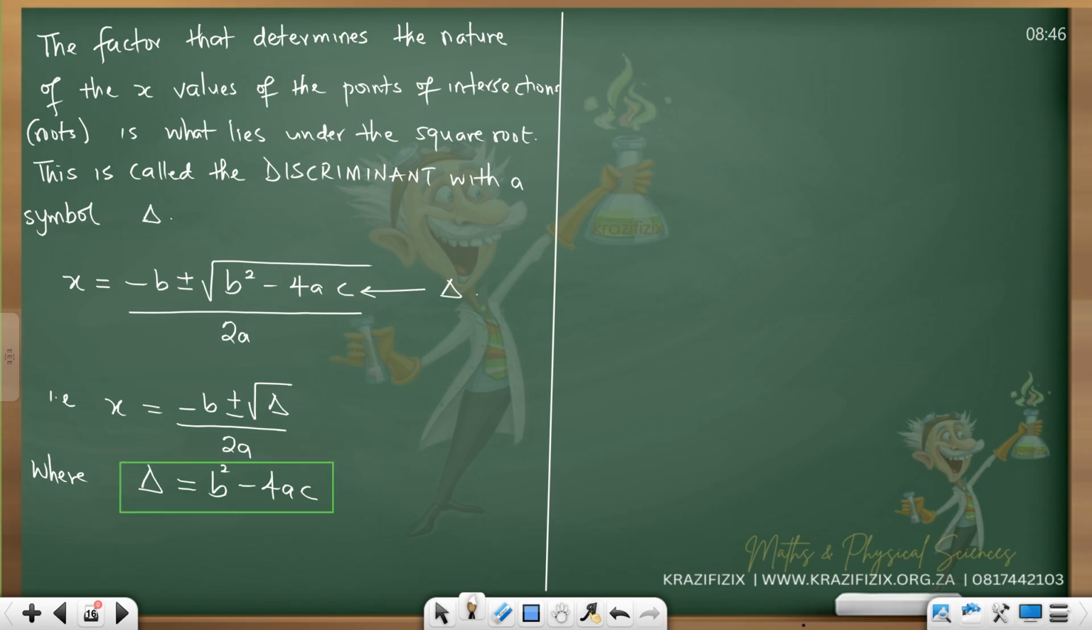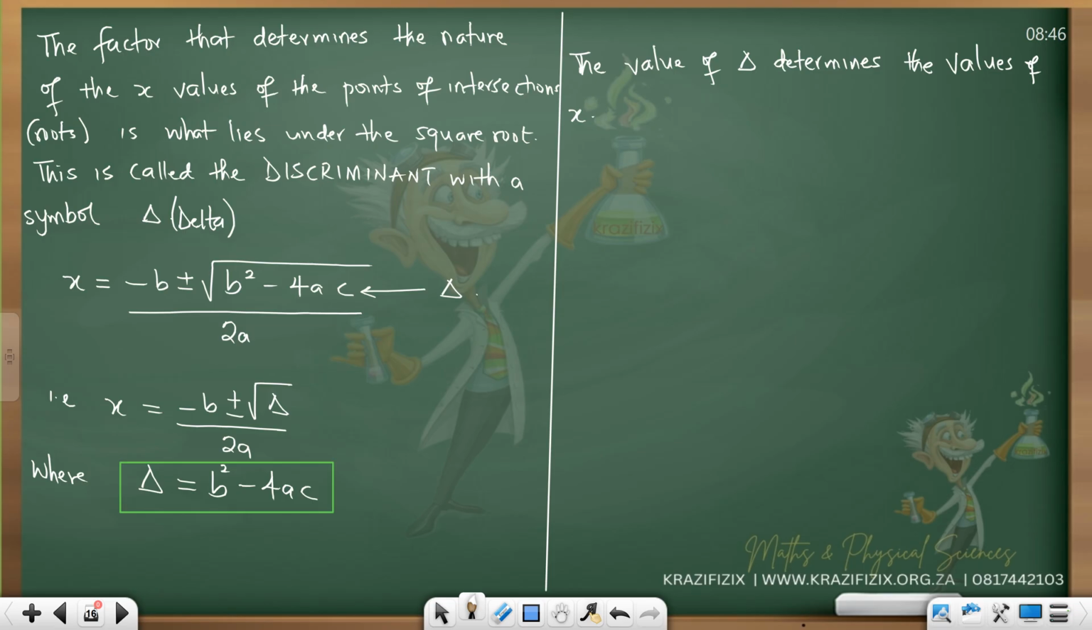The value of delta determines the values of x. The value of that triangle thing called delta, the discriminant. So once I use the word delta, the value of that delta would determine the value of x.